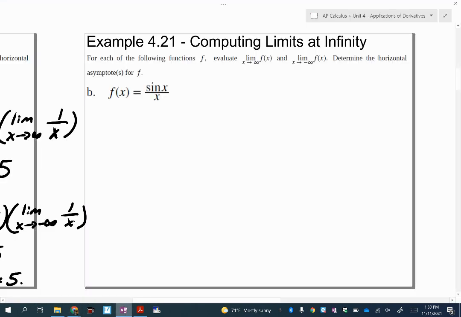Okay, so for this next one, the function is sine of x over x. And this one's a little tricky, right? Ultimately, I want to look at the limit as x approaches infinity or x approaches negative infinity of this. And the way you want to think of this first is to just look at the numerator by itself. So we have the sine of x.